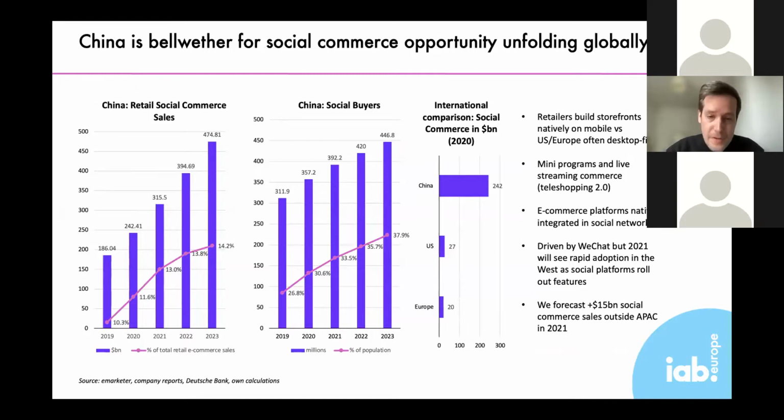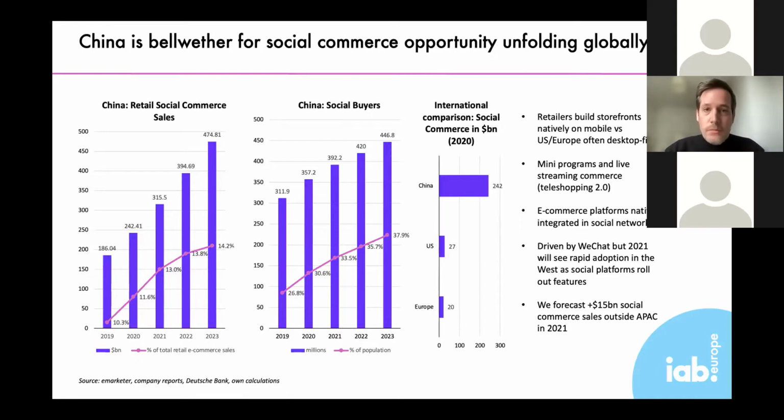In terms of demographics, in the middle, we can see it's already 1/3 of the entire Chinese population tapping into this. US and Europe, very mature digital ad markets, are lagging behind on this. So if we look at the total value in China 2020 of 242 billion in social commerce, it is much smaller in the US and Europe, predominantly because the prevailing social platforms that we have didn't really have this opportunity.